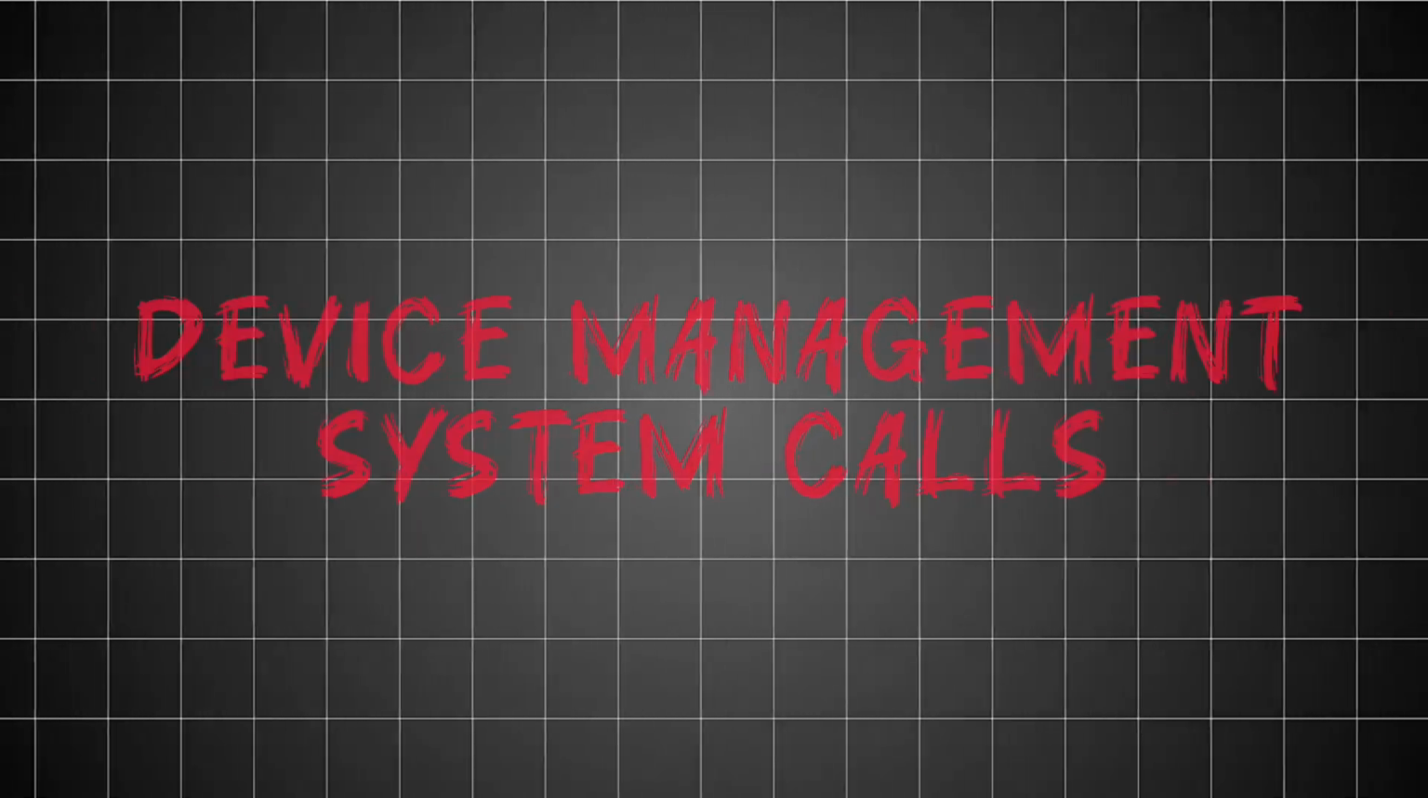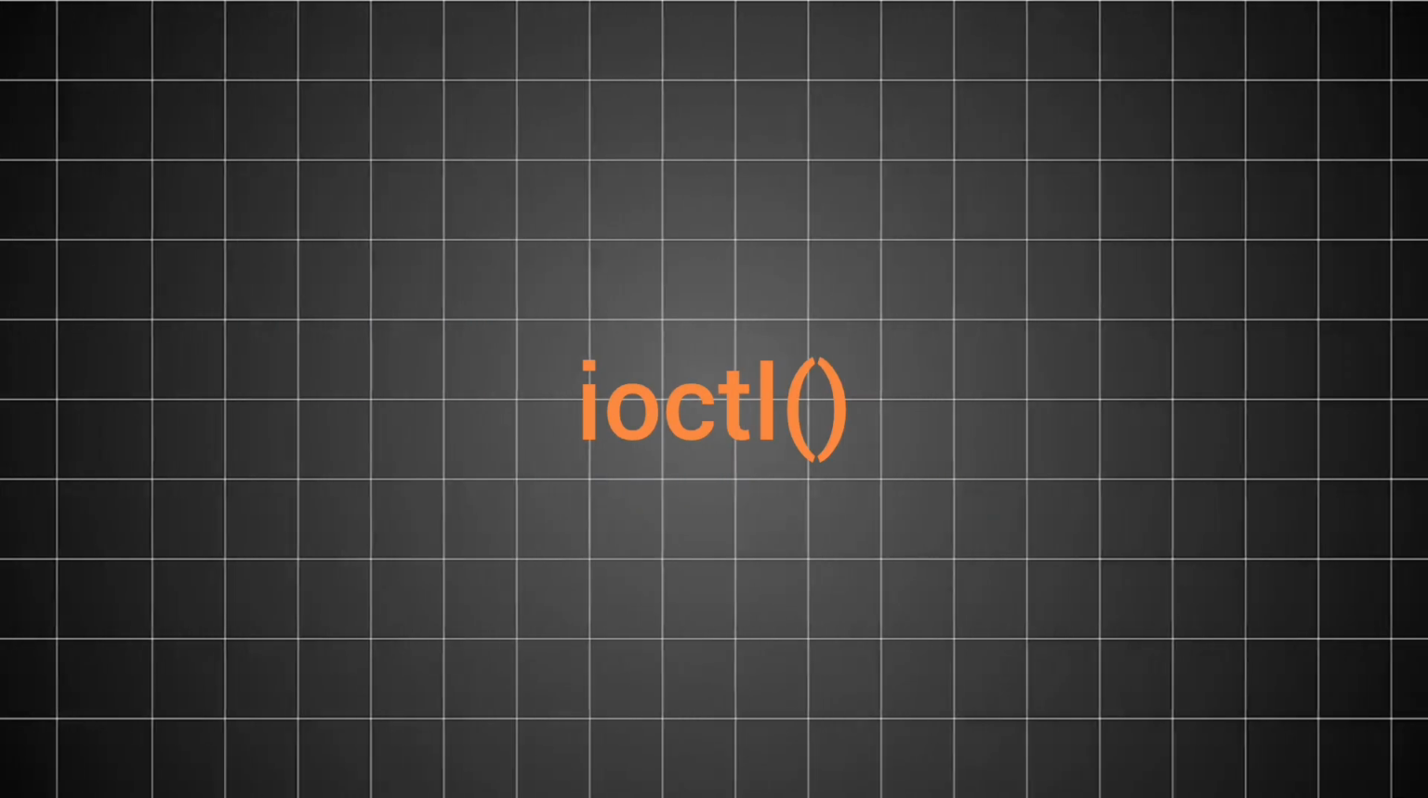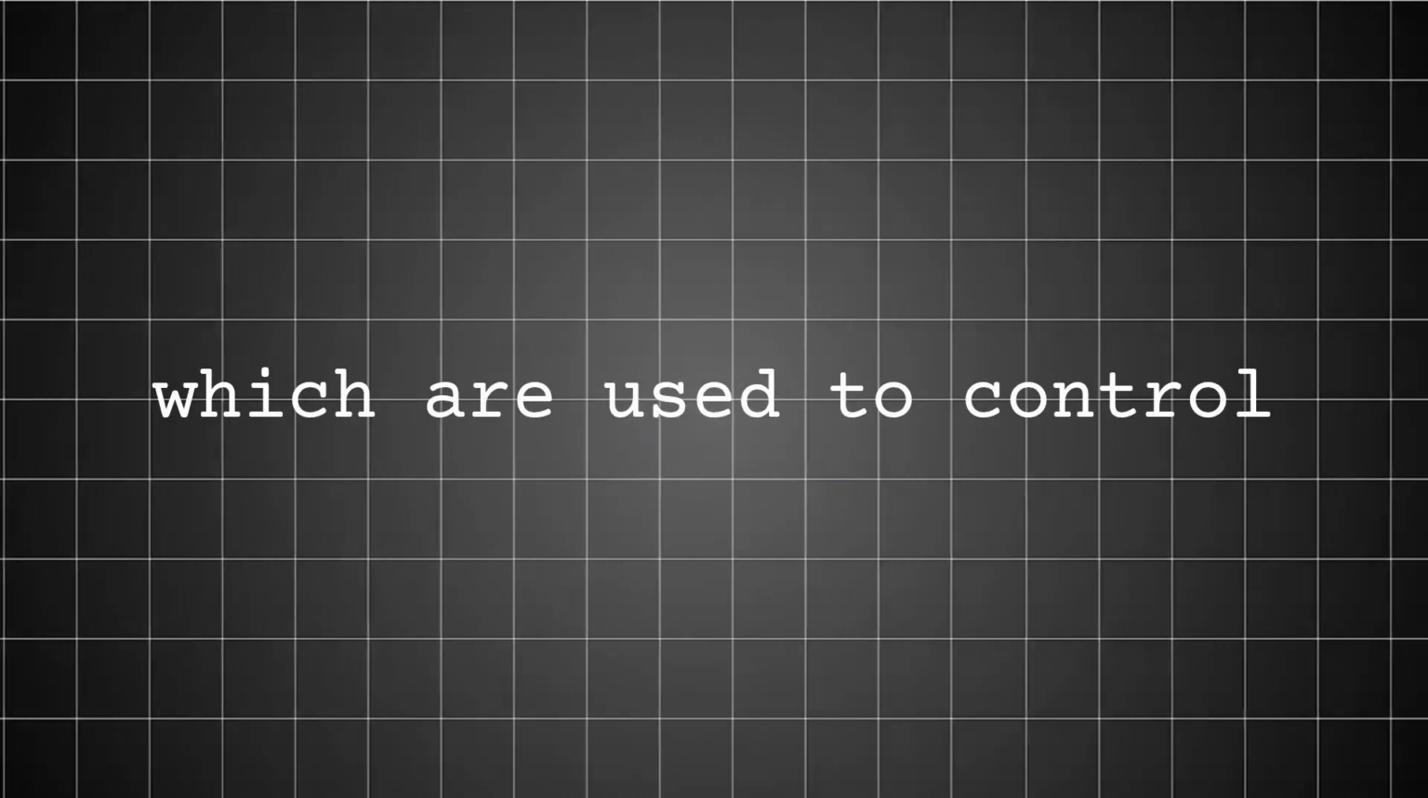Now, device management system calls. These are used to request, control, and release hardware devices. They ensure that devices like printers and keyboards are used properly without conflicts. Device management system calls include read, write, and IOCTL, which are used to control and access hardware devices. Now, let's see their working by executing them.